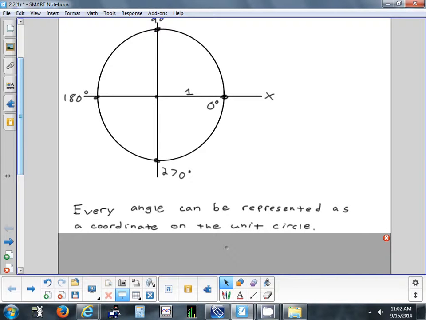The basic idea behind unit circle trig is that every angle on the perimeter of that circle can be represented as a coordinate. And that's the goal. Every angle can be represented as a coordinate. This coordinate is going to be the key to everything that we do with unit circle trig. If we can't figure out the coordinate that corresponds to an angle, we can't do unit circle trig. So we've got to be able to find the coordinate.